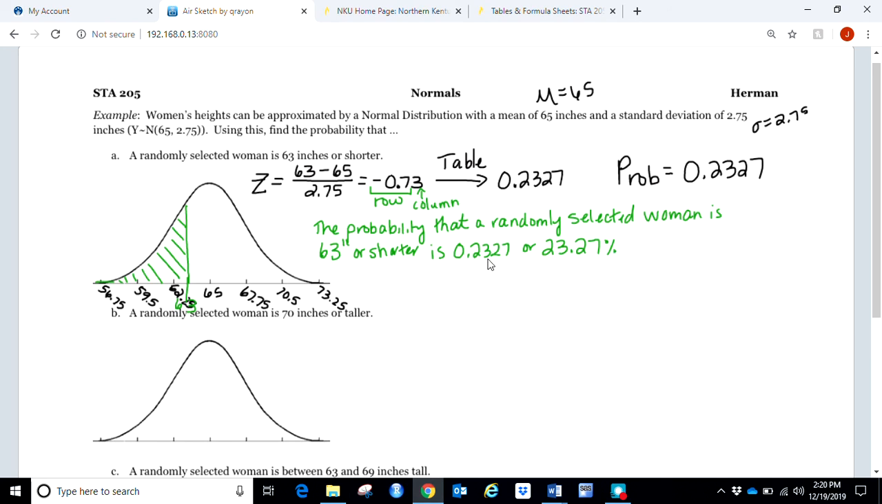When you're doing homework or tests, just be careful to see if it wants the decimal form or the percentage, so you know which one to enter. But so a probability of 0.2327 or 23.27%, and that is less than our 50% like we thought it should be. So then quickly to recap, when my picture is shaded left, I'm going to calculate my z-score, I'm going to go to my table appropriately, and that is just going to be the answer to my problem as long as my picture is shaded left. So what happens when we're not shaded left? That's where the next video comes in.